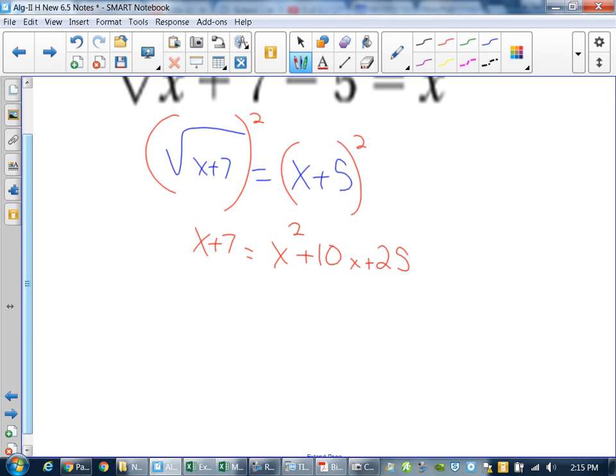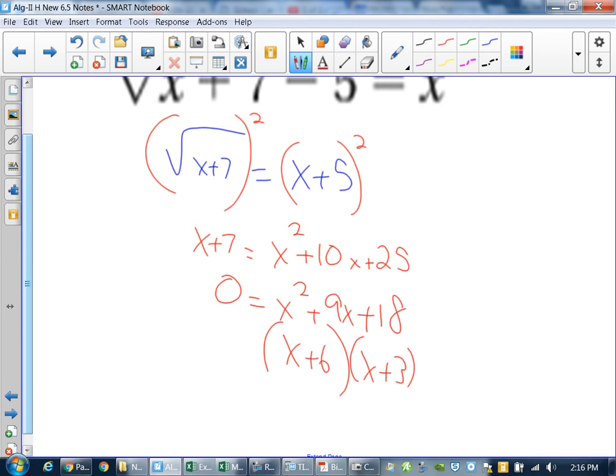Now we're at the point where we have to set it equal to 0, like we've done before. Move the x plus 7 over to the right. We get 0 is x squared plus 9x plus 18. What times what is 18 and adds together to get 9? 6 and 3. Very good. So you have terms x plus 6 and x plus 3, which gives you zeros at -6 and -3, which means we have to check our work.